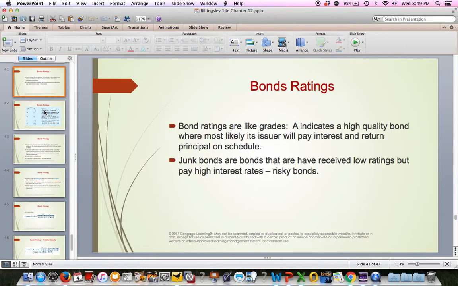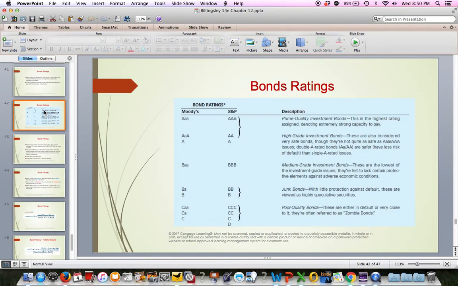Bonds are rated based on the credit rating of the company that issued them. Higher quality bonds typically have a higher rating and have a lower rate of return because, again, we're trying to match risk and return. So a bond from a very highly rated company like a Google or an Apple would have very low risk. Junk bonds are bonds that have very low ratings. They pay high interest rates, but they're very risky. The rate of default is high, and the rate of not receiving your interest payments is very high.